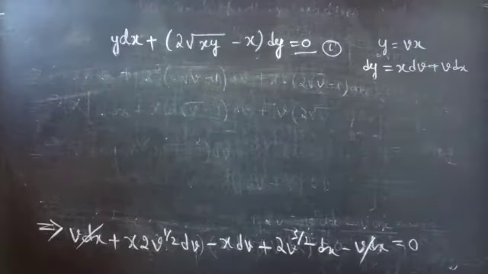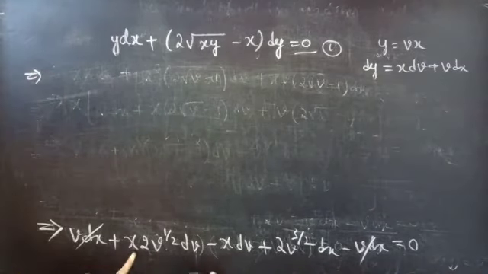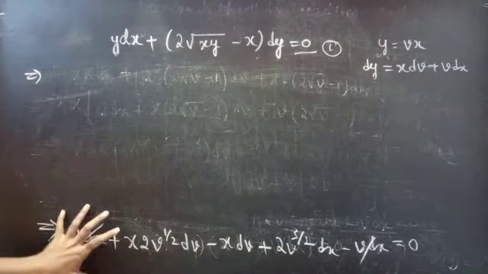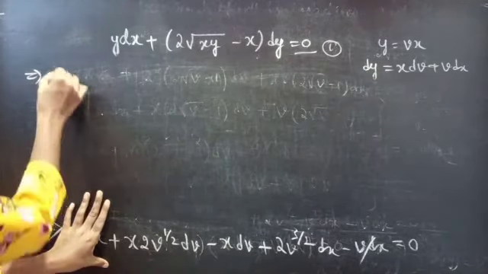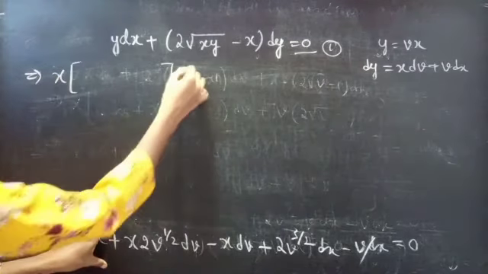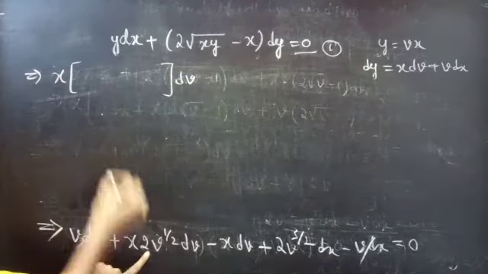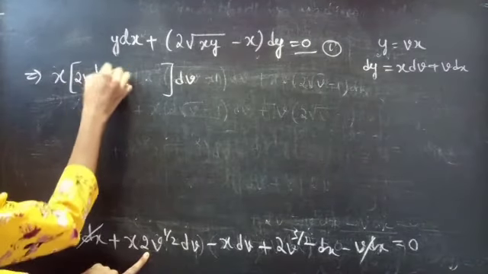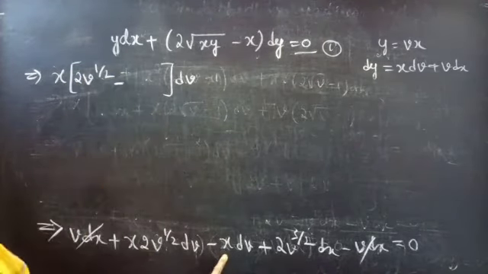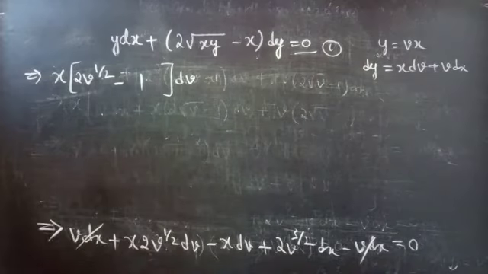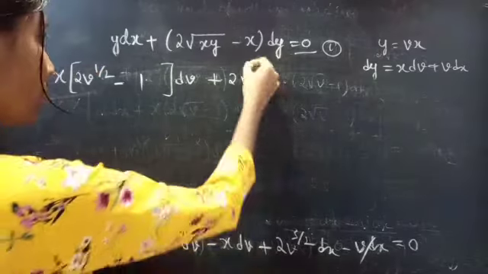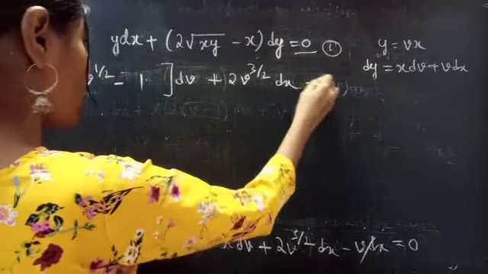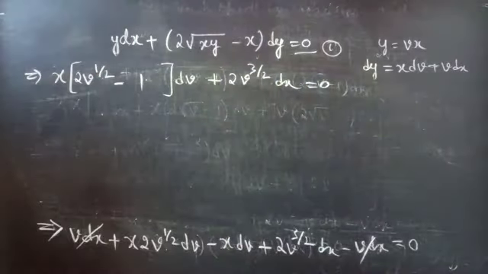Then this becomes, take x and dv common from the first two terms. We have cancelled this, right? So these two will be the first two terms. Then take x and dv common. You'll get x times 2 into v power 1 by 2 minus 1, plus 2 into v power 3 by 2 into dx equals to 0.